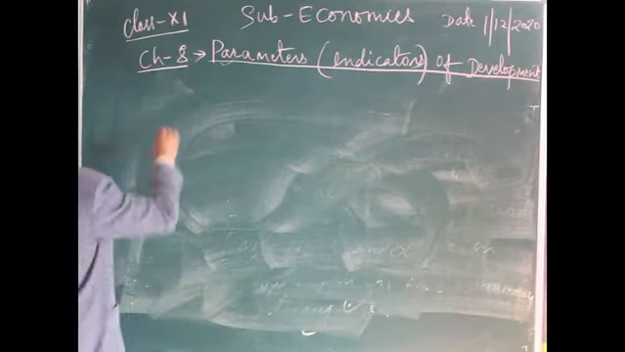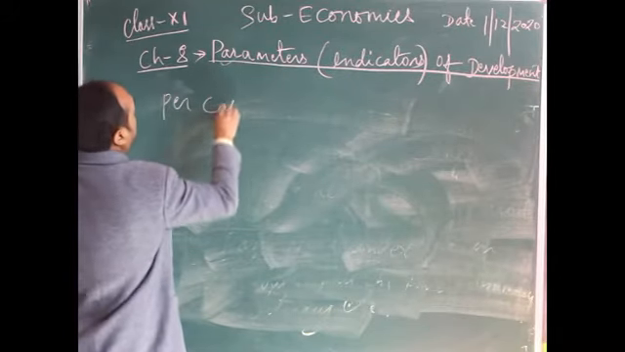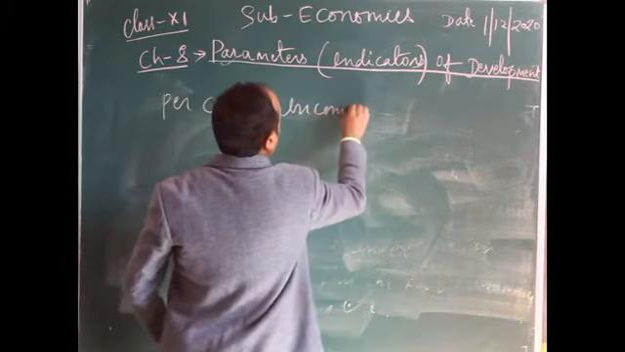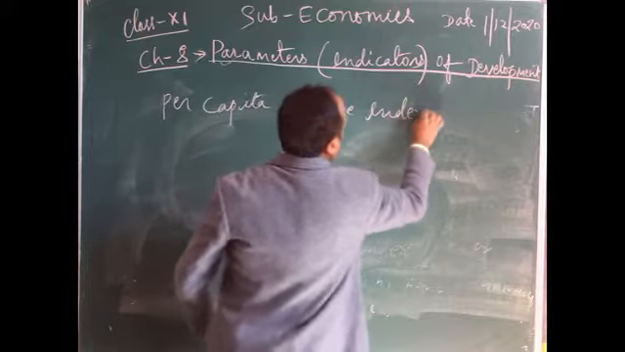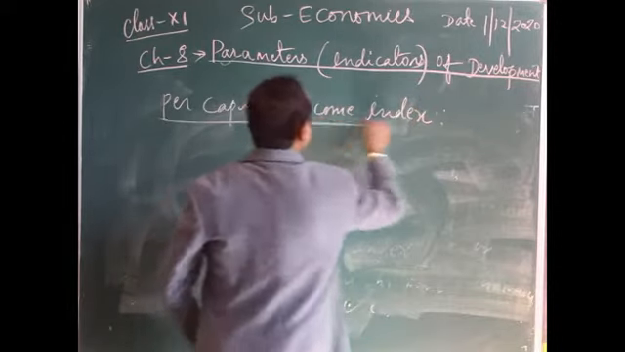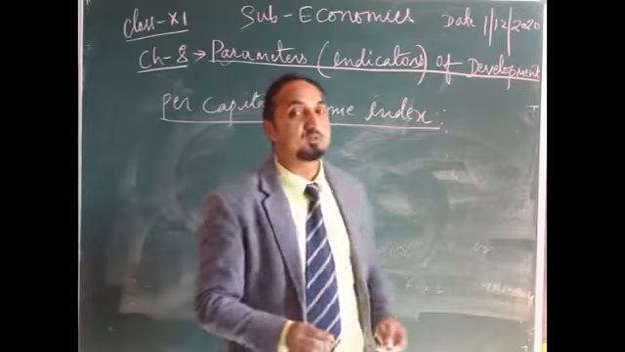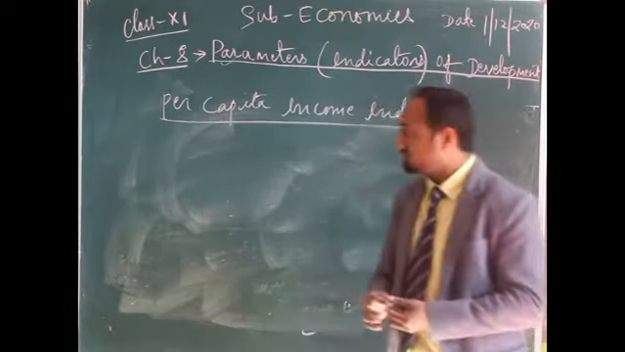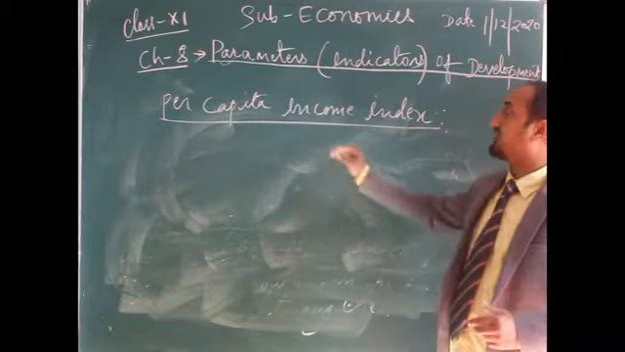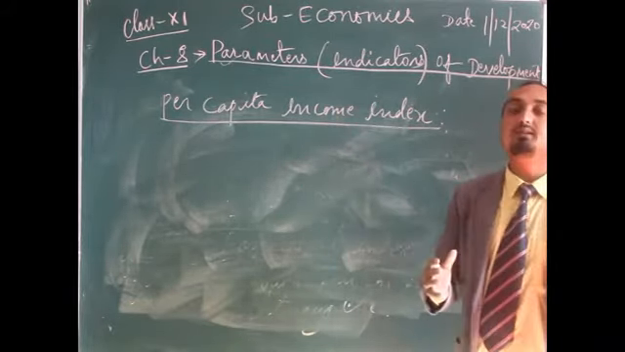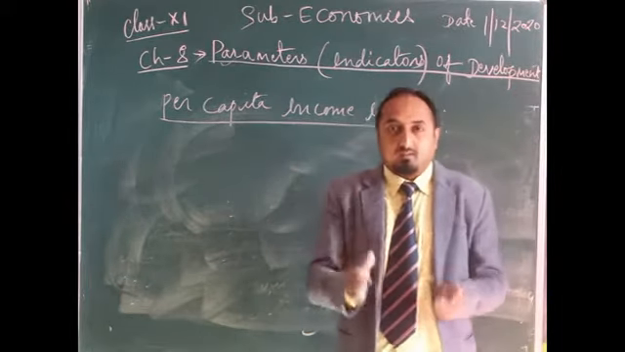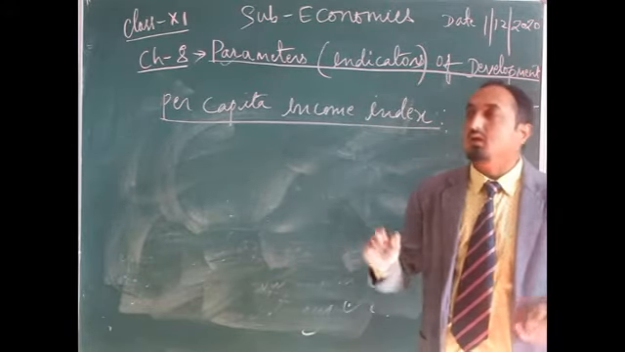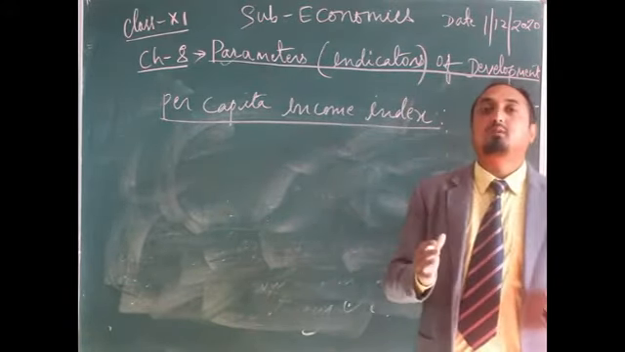Okay, so the first one we have is the per capita income index. Here you have to understand what per capita income is, how it is calculated, and on what basis we can calculate it. Per capita income means the average income of an individual per year. Here we can measure the economic development.